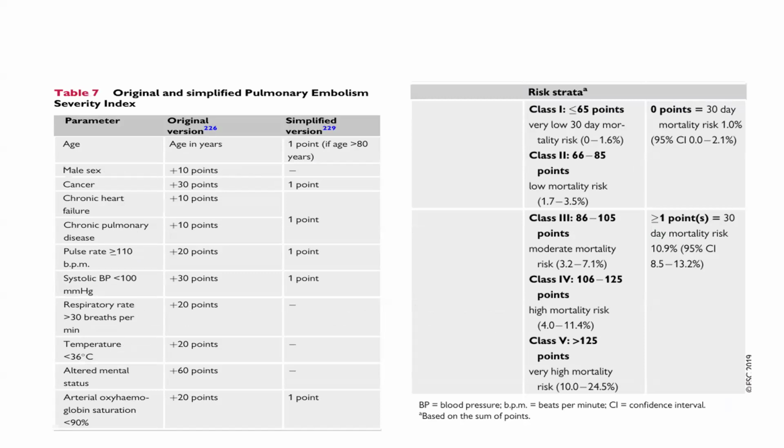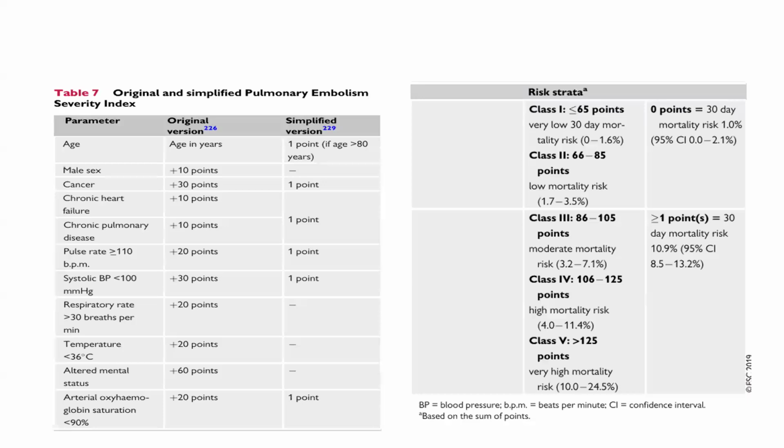The PESI score includes age, plus one point per year if more than 80. Male sex, 10 points. Presence of cancer, 30 points. Chronic heart failure, 10 points. Chronic pulmonary disease, 10 points. Pulse rate more than 110, 20 points. Systolic blood pressure less than 100, 30 points. Respiratory rate more than 30, 20 points. Temperature less than 36, 20 points. Altered mental status, 60 points. Arterial oxyhemoglobin saturation less than 90, 20 points.